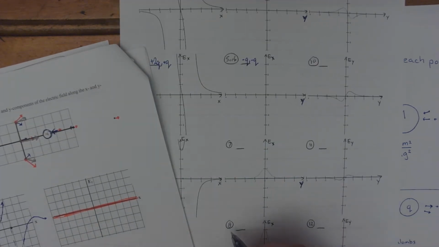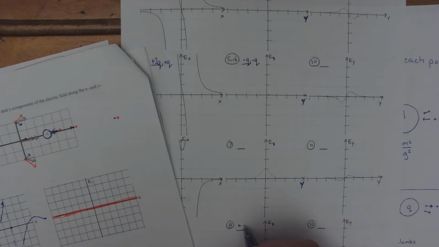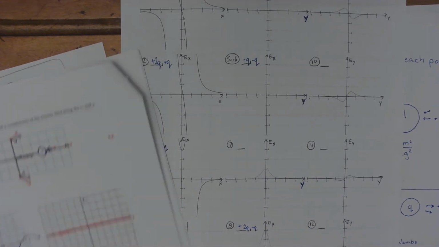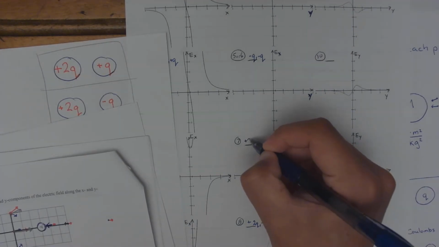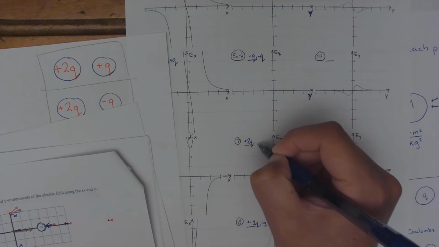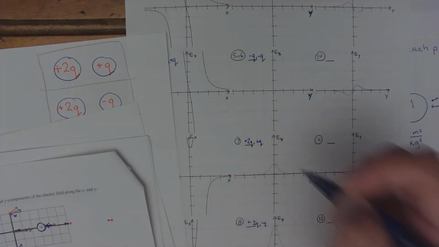Okay, so this is plus 2q and minus q, and the other one would be the plus 2q and the plus q.